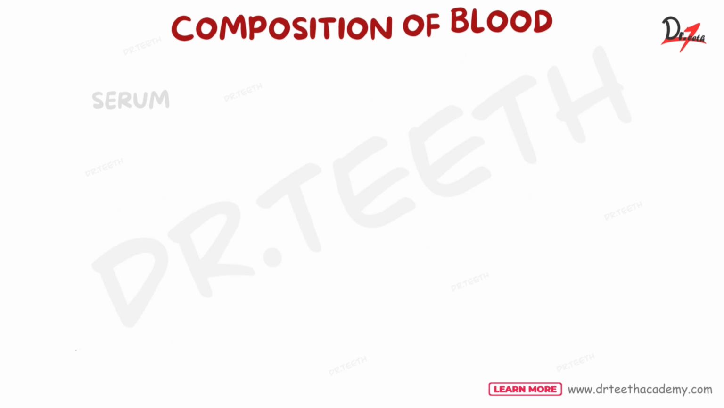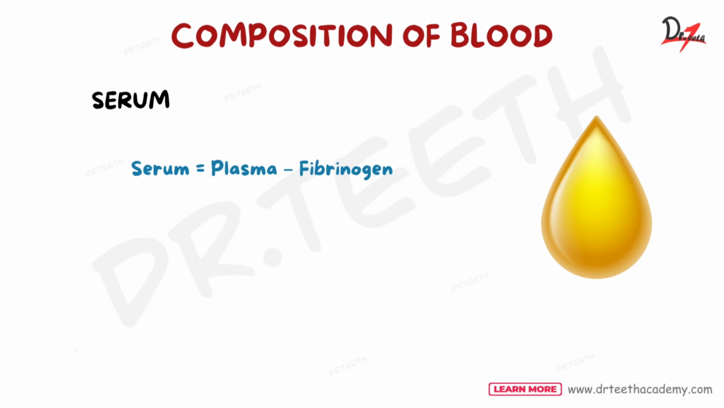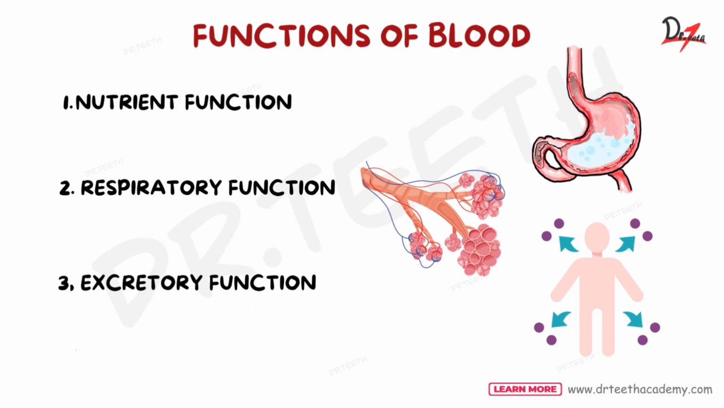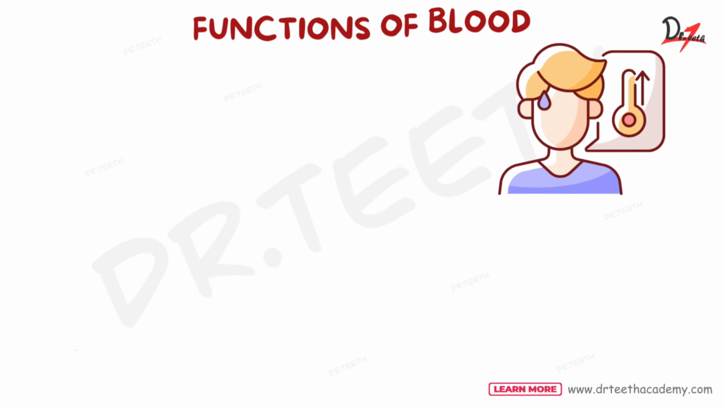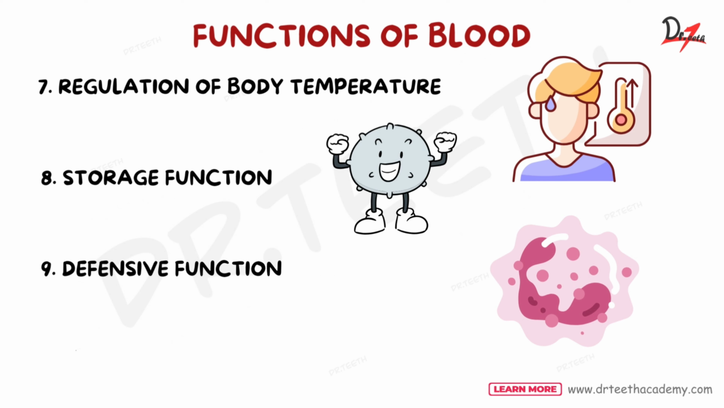Then we talked about the functions of blood, which were the nutrient function, respiratory gas exchange, waste removal, and hormone transportation. We also talked about its role in maintaining the water balance, acid-base balance, regulating temperature, acting as a storage reservoir, and its defense mechanism through white blood cells. So I hope that this basic knowledge will help you in the foundation as we dive deeper into the section of blood in the upcoming videos.